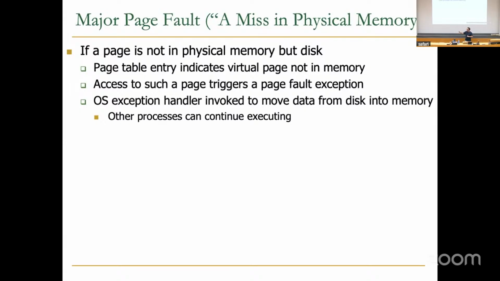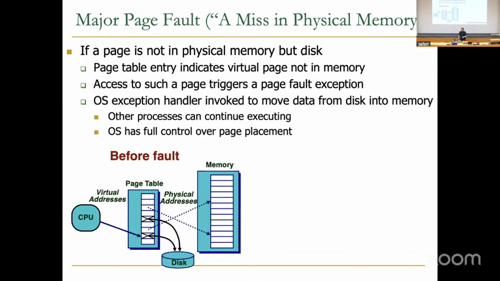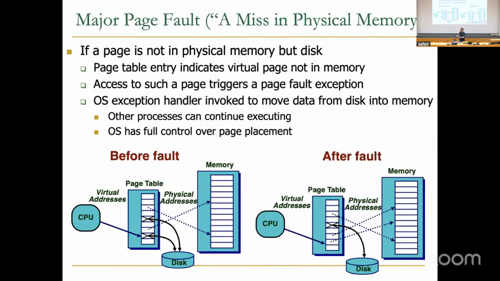Other processes while this is happening can continue executing, but the process that needs to bring the data from the disk in the memory needs to stop executing. And the OS also can make decisions while this is happening about where to place the data. So before the fault in this scenario, we had these two pages which were stored in the disk. And after the fault was resolved, because we wanted to access this page in our example, the operating system brought this page inside the memory. As you can see, we had two mappings in the physical memory before, and after the page fault is done, we have 3 mappings inside the physical memory.